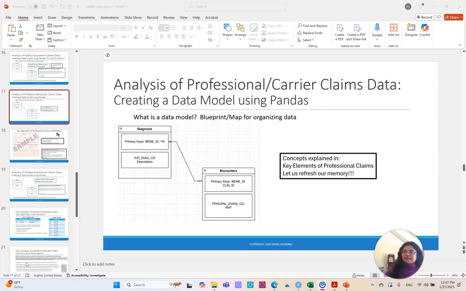I have been posting videos about each setting of healthcare claims, whether it's inpatient, outpatient, pharmacy, and enrollment in administrative healthcare data. So I've been posting these videos, and I've been posting videos on how to create a data model using Pandas.